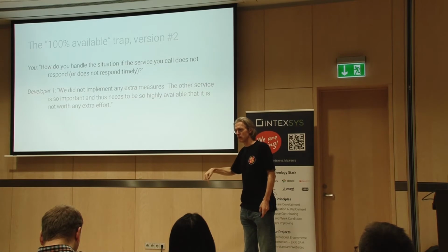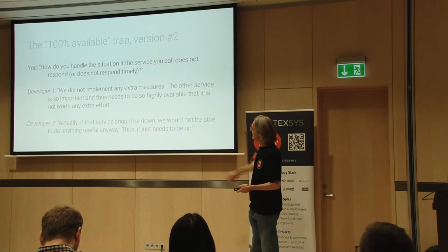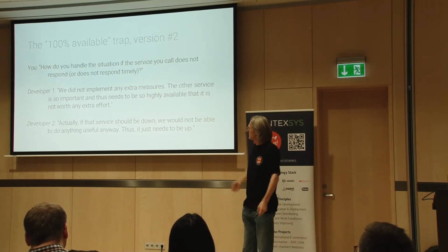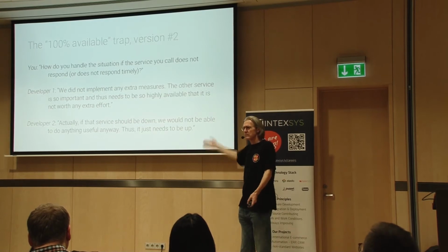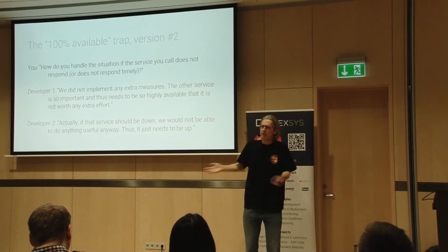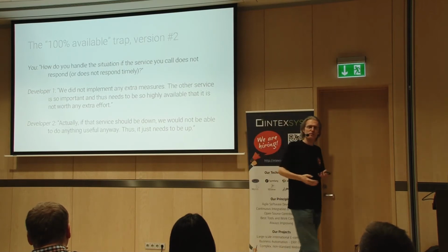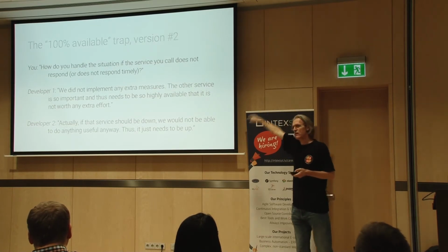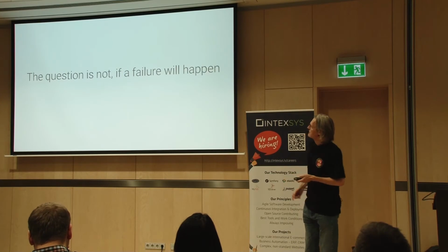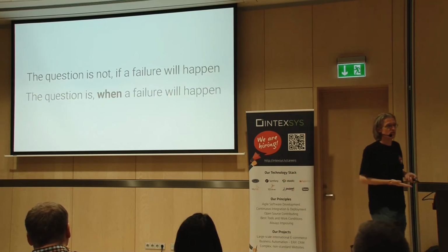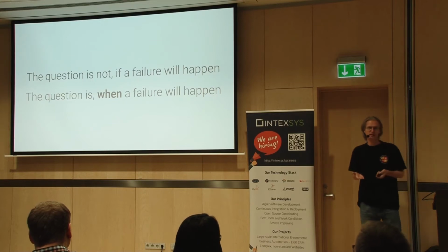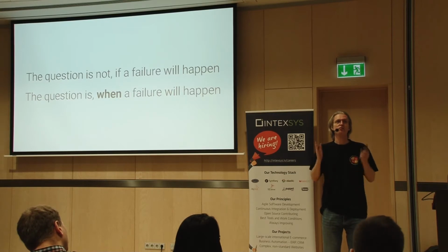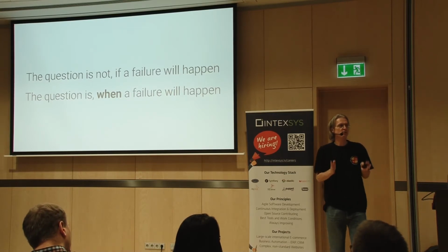No, you've got a problem now, because your availabilities multiply up. You'll see that in a second. And the other one said then, yeah, and we would not be able to do anything useful anyway. It just needs to be up, so we have no idea how to recover from a failure of that on a functional level. I'll talk about that in a minute. So it's a sign of another of these challenges. Again, in a distributed world, the question is not if a failure has happened. The only question you have to answer is when it's going to happen. It will happen for sure, and it will hit you whenever you can use it the least.